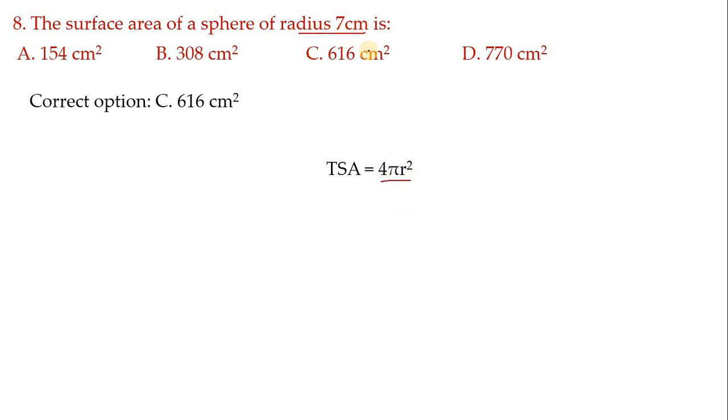Radius is 7 cm. Hence 4 into pi value, which is 22 by 7, into r square, means 7 expanded 2 times. Now simplification is possible here. 7 and 7 will get cancelled. Multiply these two: 4 into 22 is 88, and this 7 stays as it is. Now multiply this one, 88 into 7. So we get 616 centimeter square, and C is the correct option.